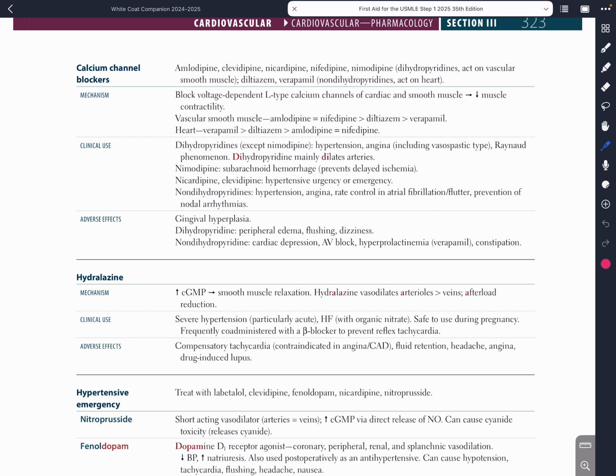Next are nicardipine and clevidipine. They are used in hypertensive urgency or emergency. Urgency and emergency are two different conditions. For hypertensive urgency or emergency, use nicardipine or clevidipine.